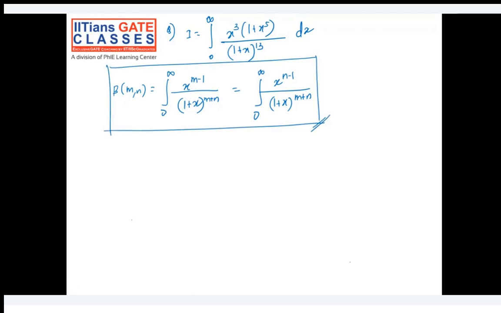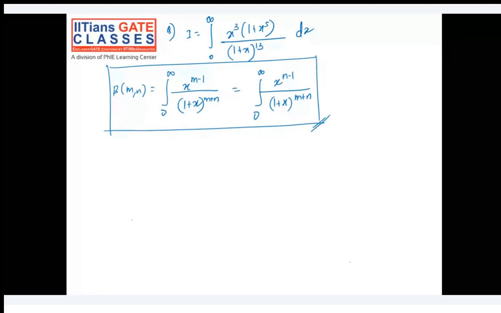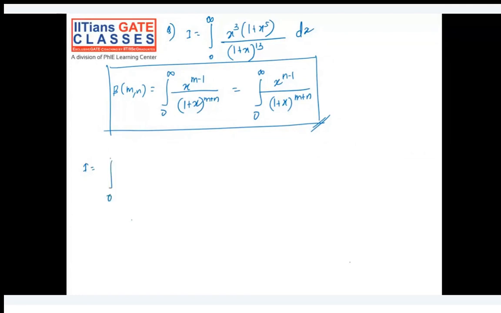Two times beta 4, 9. Correct. 2 times beta 4 comma 9 is the correct answer. Yes, you are right, Arjun. So I is equal to integration 0 to infinity. We can split this integral into two parts, which is x cubed divided by 1 plus x raised to the power 13 and x raised to the power 8 divided by 1 plus x raised to the power 13 dx.